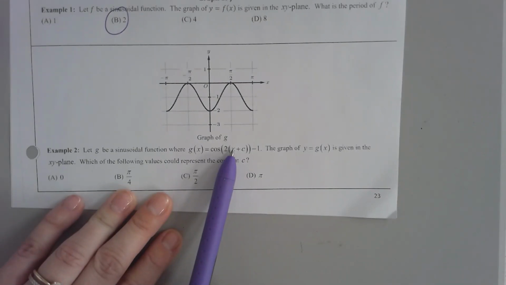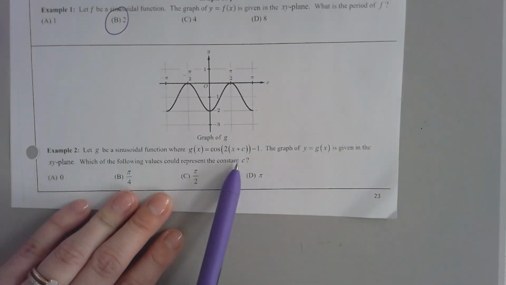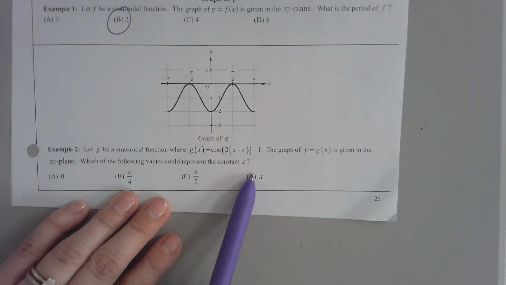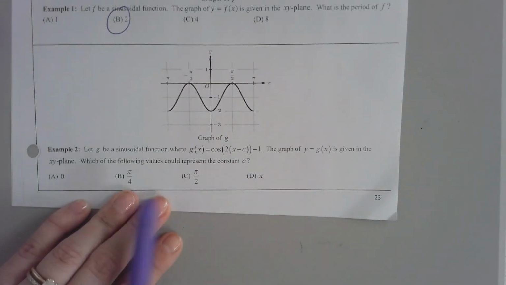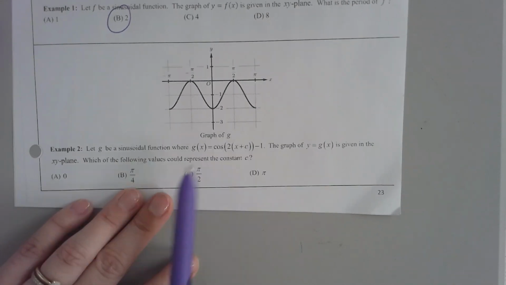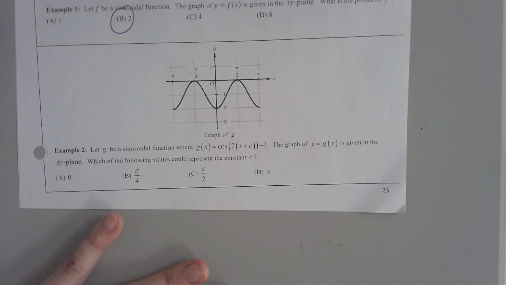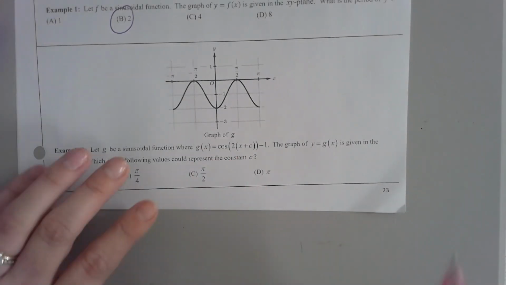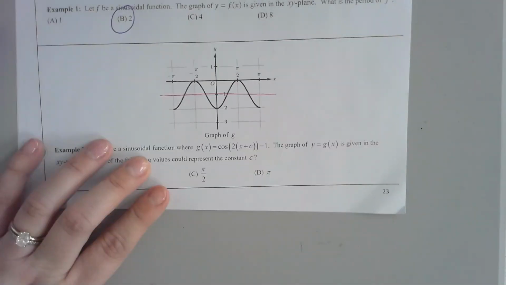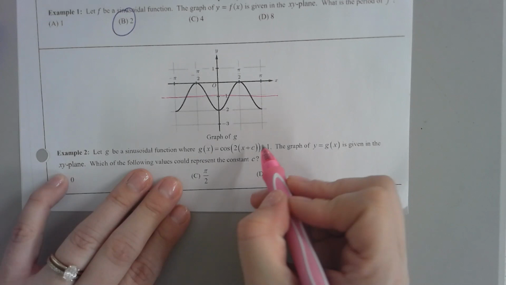The equation, and it's asking us for C. So C, remember, there's kind of a couple of options. You could just start by graphing it. So negative 1 here.